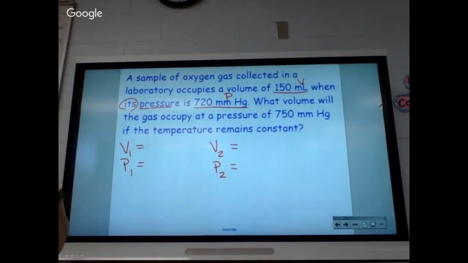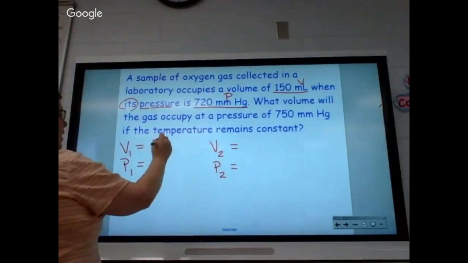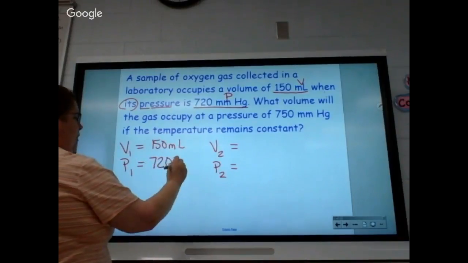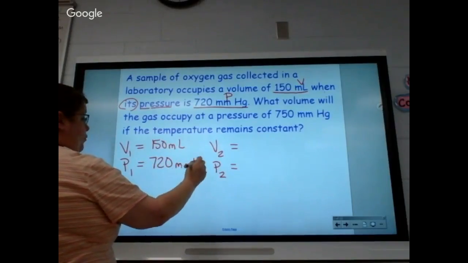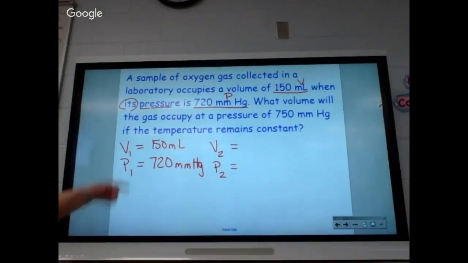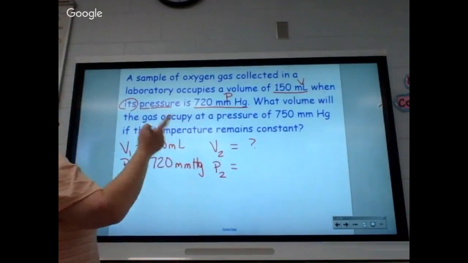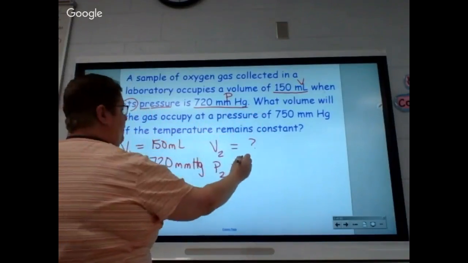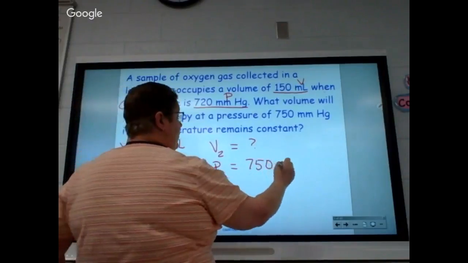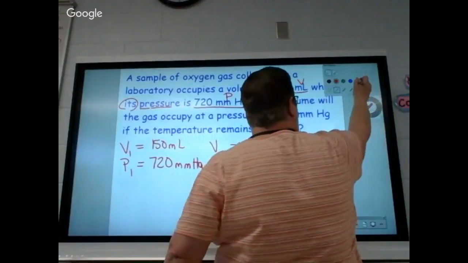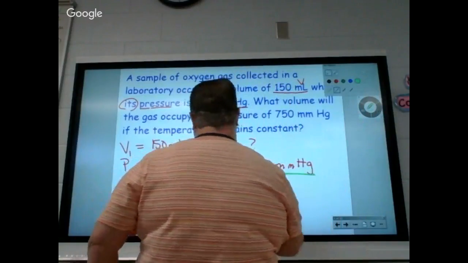Now, because they're first in the problem, where do I tend to put them? I make them the V1 and the P1. So 150 milliliters is a volume and 720 mmHg is a pressure. So I just make them V1 and P1. Okay? What volume do I make V2 when its pressure is 750 mmHg. Now, the only other thing we have to do before we solve is these units right here.